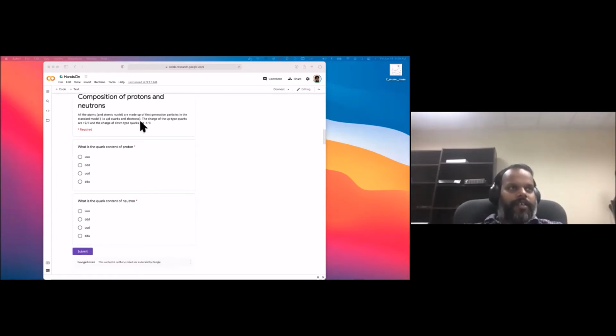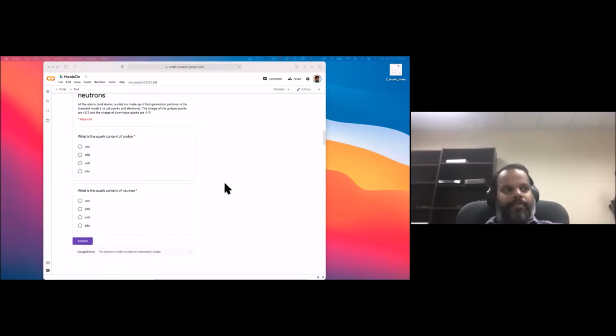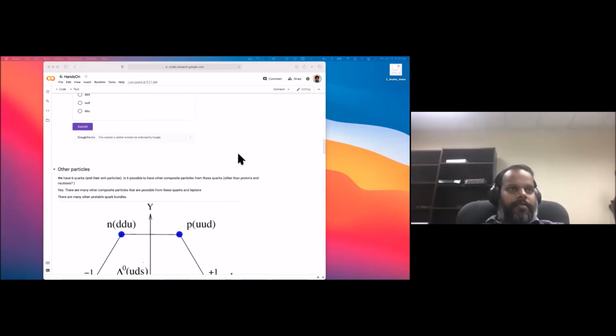So you have two down quarks. The charge of these two down quarks would be minus one-third plus minus one-third, so that would be minus two-third. Now, if I add another up quark to that, that would be minus two-third plus two-third. So the sum is zero. That would be the charge of the neutron, and we know the charge of the neutron is zero. So the quark content of the neutron should be one up quark and two down quarks.